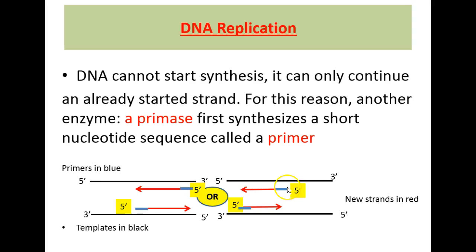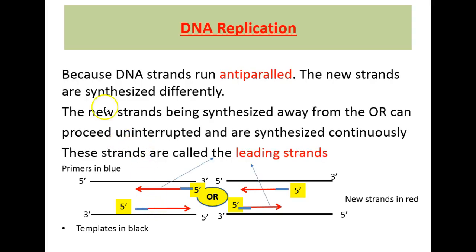Notice that each strand is going to need at least one primer. Because DNA strands run antiparallel, the new strands are synthesized differently. The new strands being synthesized away from the origin of replication, like this one and this one down here, can proceed uninterrupted and are synthesized continuously. These strands are called the leading strands. Notice that the leading strands synthesize DNA using the 3' to 5' parent template. 3' to 5' is the template that allows for synthesis of the 5' to 3' continuous strand, or leading strand.